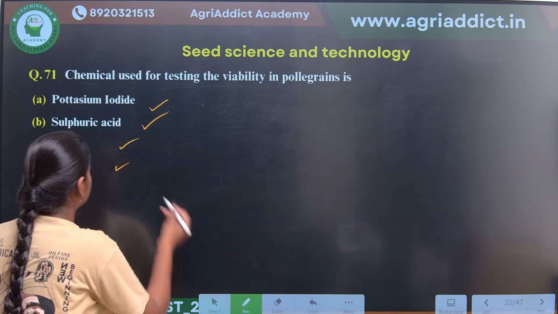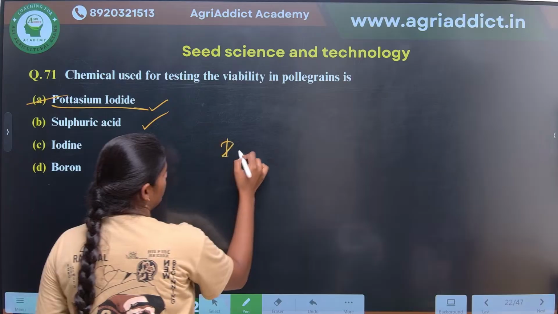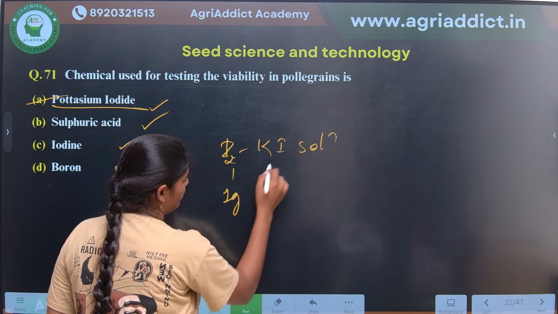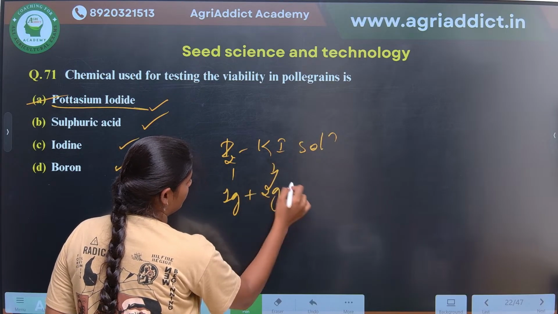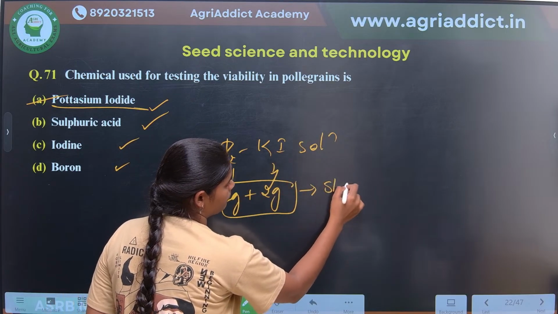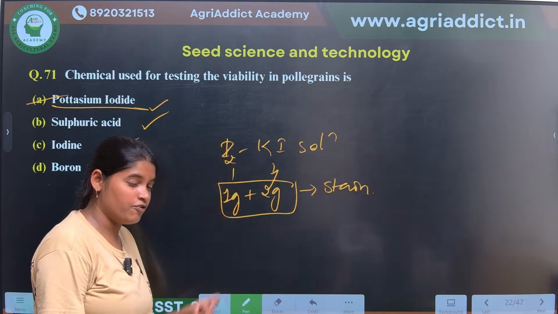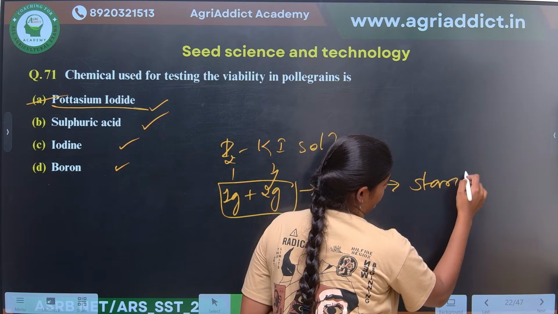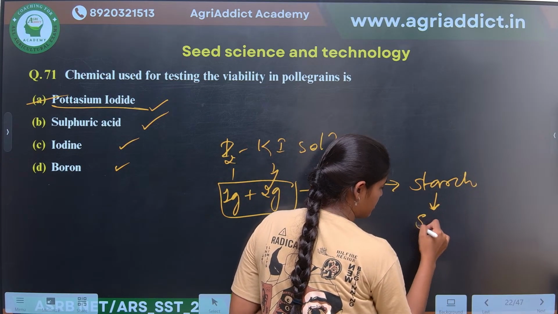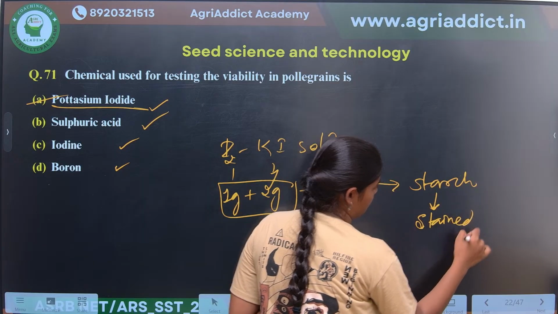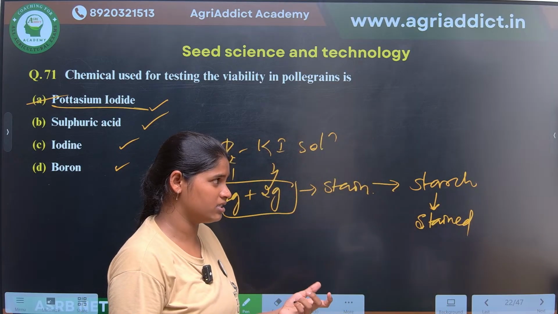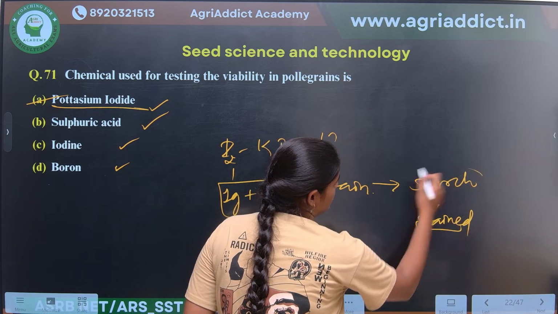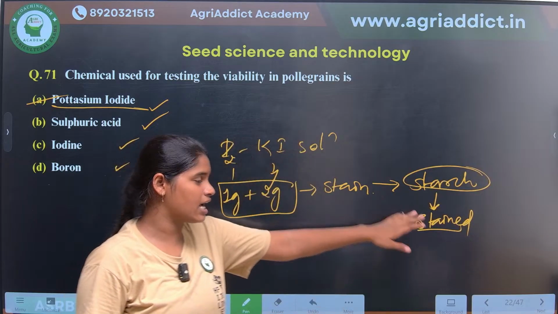So it is also a direct question where we are using iodine KI solution, which is 1 gram of iodine and 2 gram of potassium iodide that we are taking to stain. What will it stain? Which part of the pollen grain will it stain? It will stain starch content. If it is having starch content, it will get stained. If there is no starch, the stain may be faint or there may be no stain at all. Just remember, potassium iodide is based on starch staining.